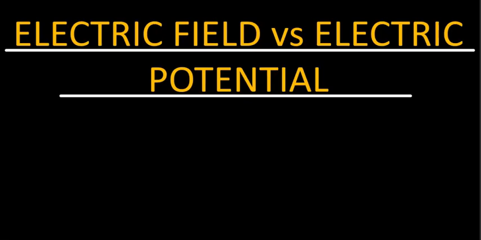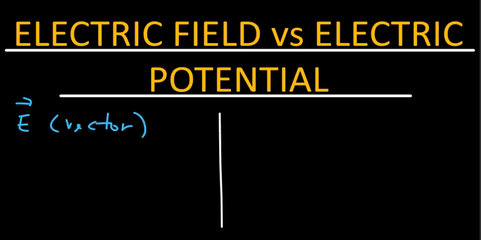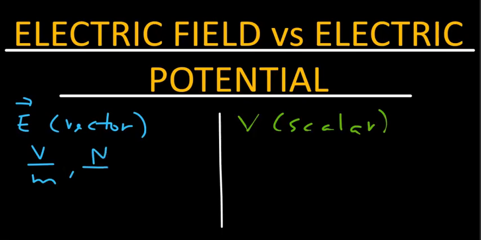In today's video, we shall look at electric field versus electric potential. Namely, what is the difference between these two and how to obtain one from the other. Electric field is a vector, which means it has magnitude and direction. Electric potential is a scalar, so we don't have to worry about its direction. It has only magnitude. The unit to quantify electric field is volt per meter or Newton per coulomb.